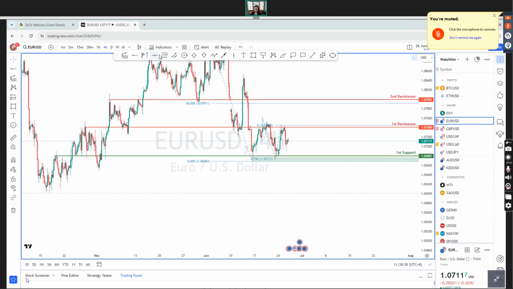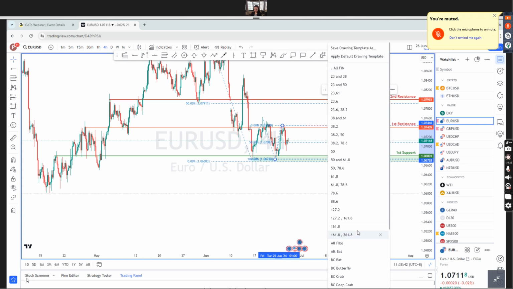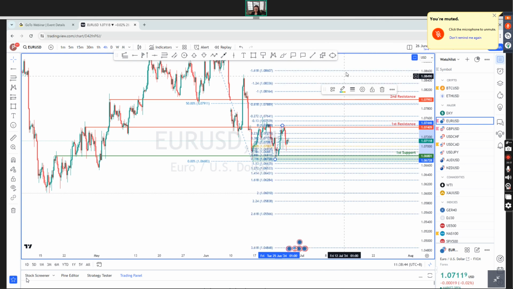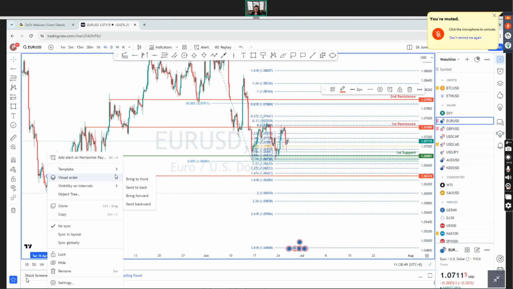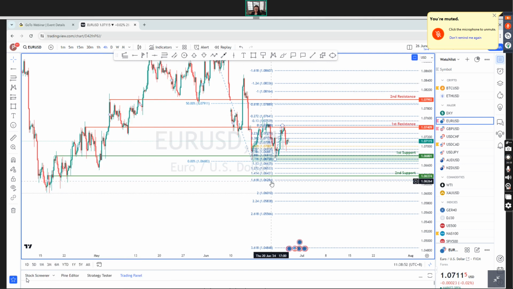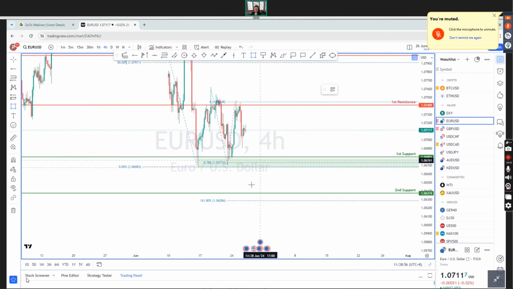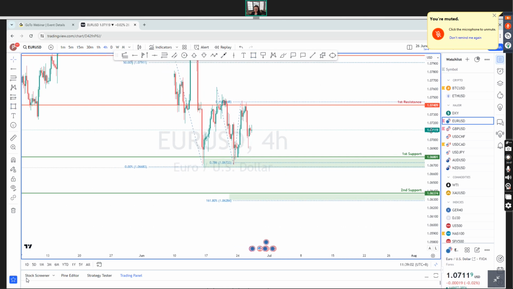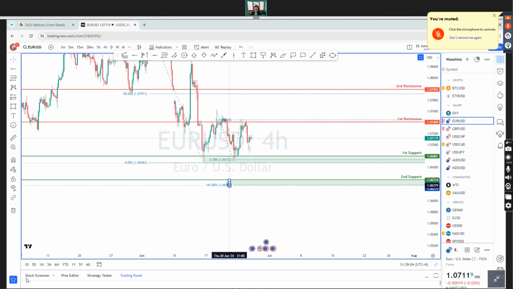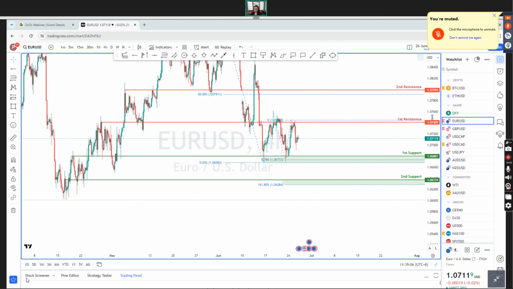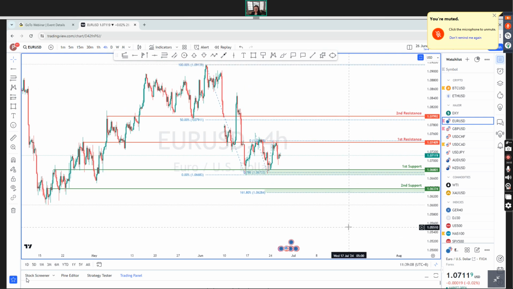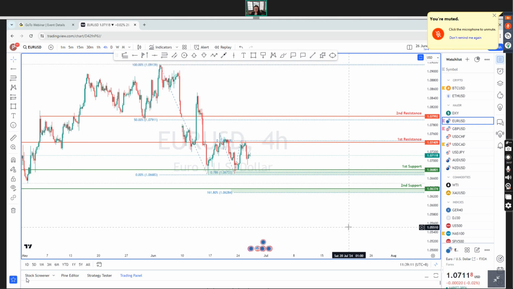Let's say if price breaks below my first support, my next support I will refer to, which is here, slightly below my second support. I do have extension 161.8. So this is my next support level, where I do have the extension over here. Done. This is my trade setup for EURUSD. Okay.